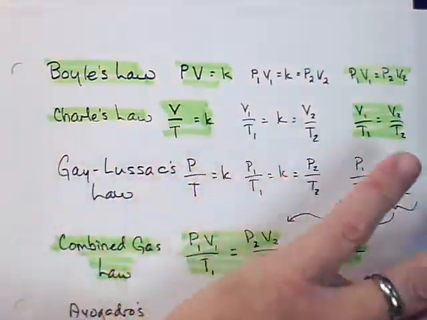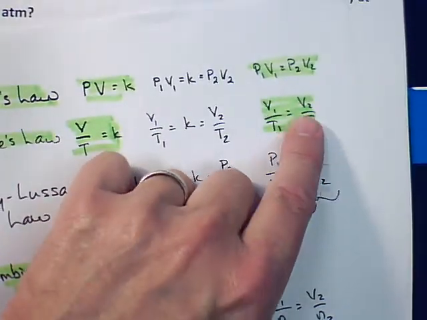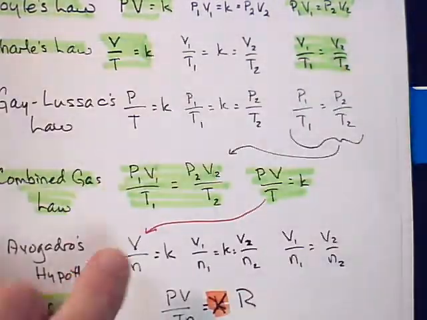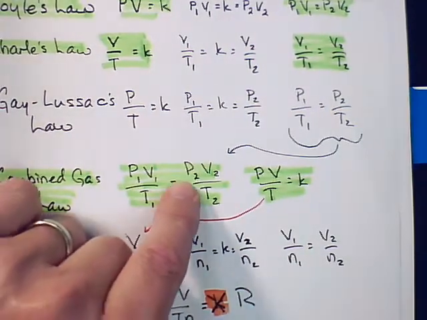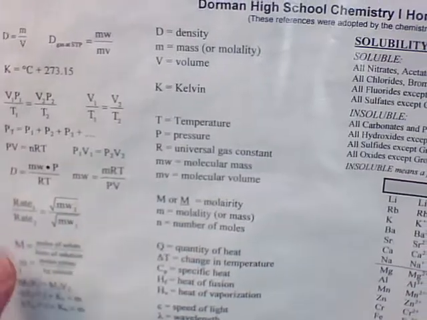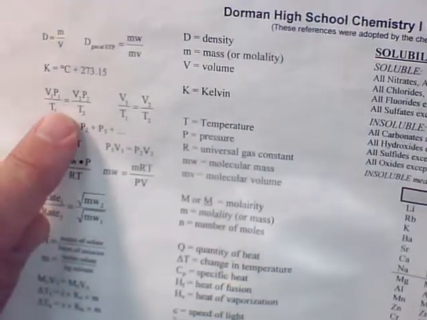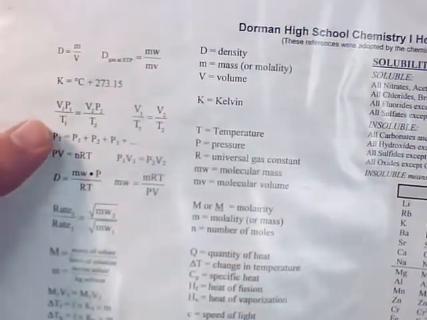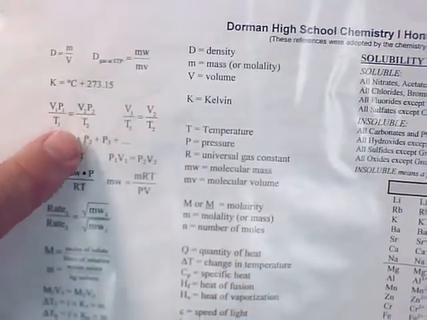Charles' law, okay, is V1 over T1 equals V2 over T2, and it's right here on your test references. The combined gas law, P1 times V1 over T1 equals P2 times V2 over T2. Where is that? There it is right there. We switched around V and P, but that's okay. It's the same thing. V1 P1 over T1 equals V2 P2 over T2.